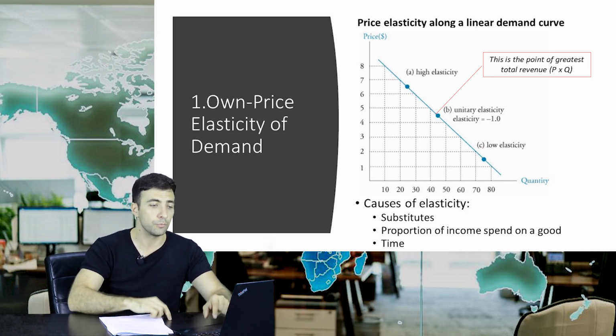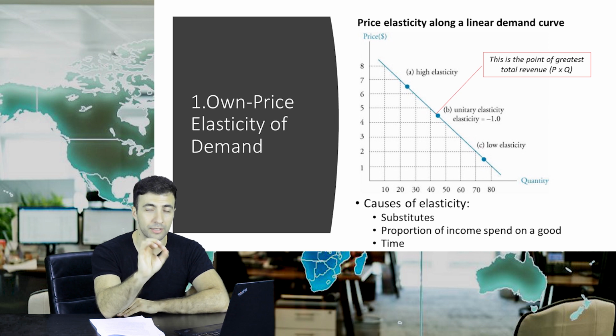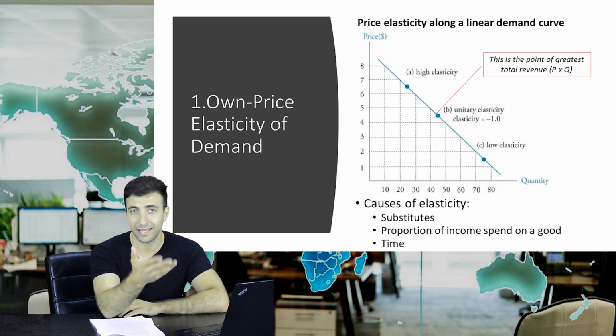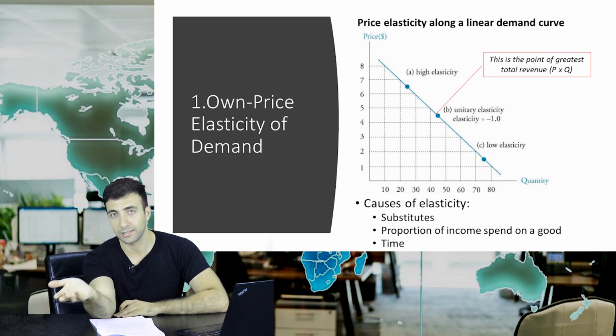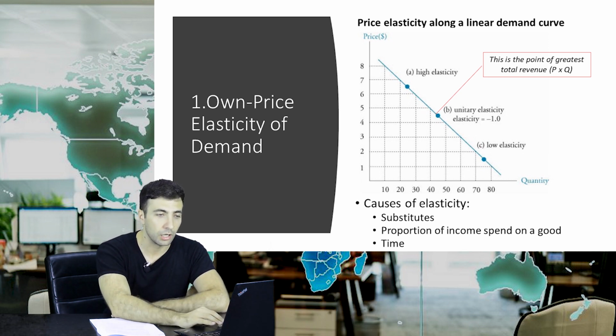Okay, so from this graph you can see that at a higher point elasticity is high. At the middle point there is unitary elasticity, and at the low point, this is low elasticity. Just a very quick shortcut: the higher the point in the demand curve, the more elastic it is. The lower, the less elastic, or in other words, inelastic. So guys, remember, here we have prices and here we have quantities.